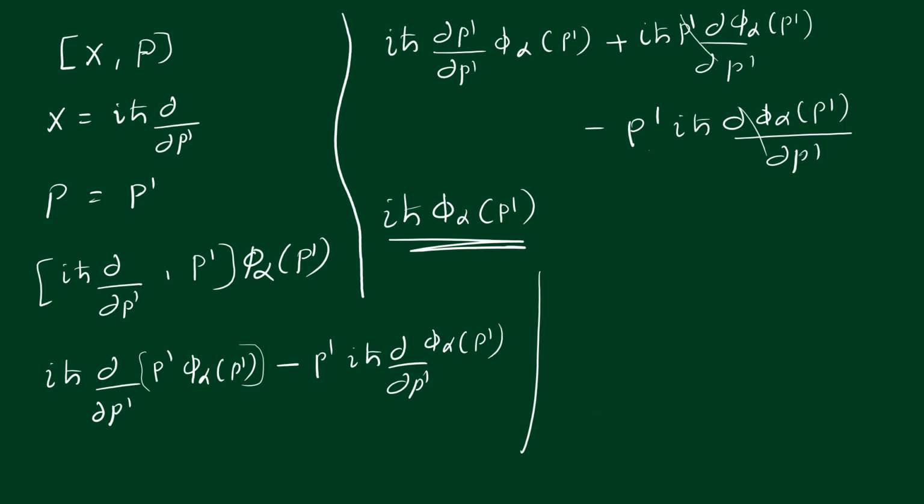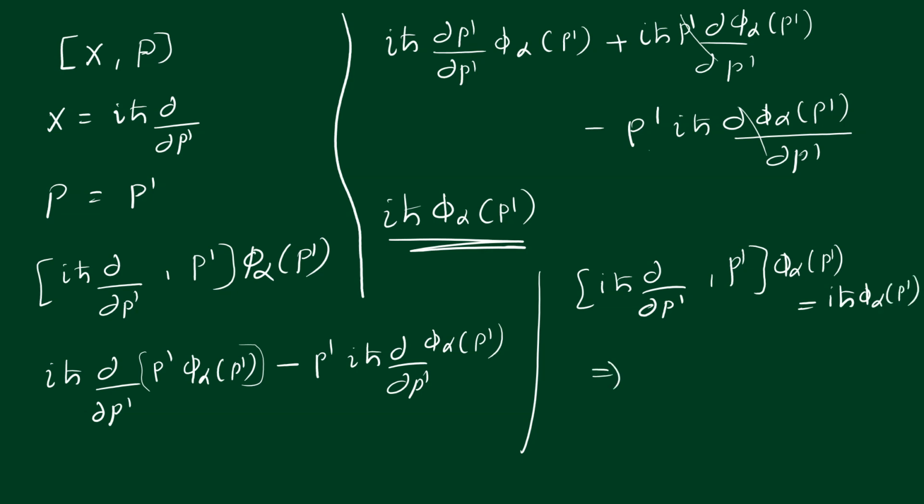So here we have the commutator of iħ partial derivative with respect to p prime, comma p prime, acting on phi alpha of p prime, equal to iħ phi alpha of p prime. This means that this operator equation has to be correct, because we didn't make any special assumptions about these momentum space wave functions. This has to mean that the commutator of iħ partial derivative with respect to p prime, comma p prime, is equal to iħ. In other words, the commutator of x comma p is iħ.